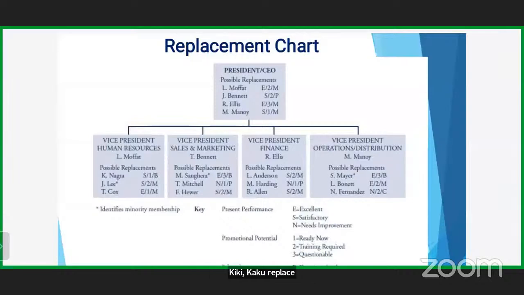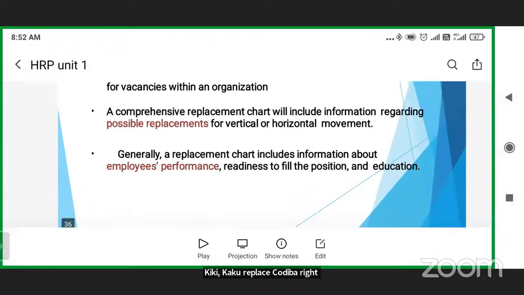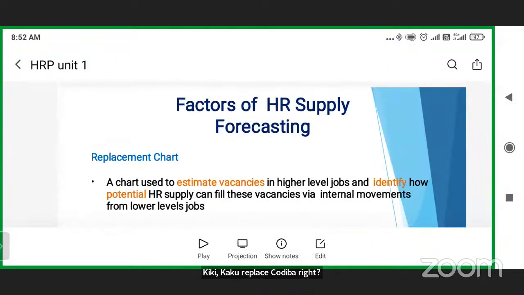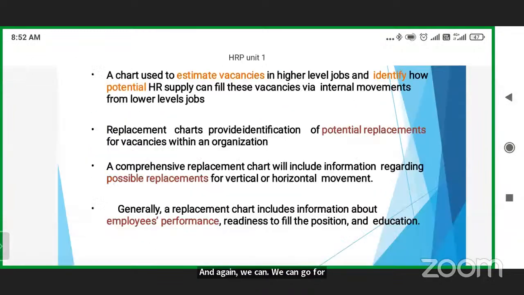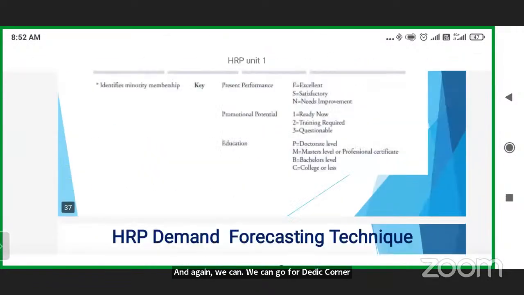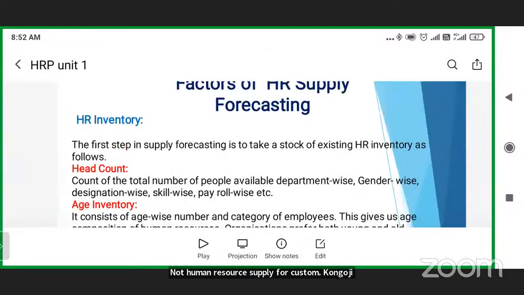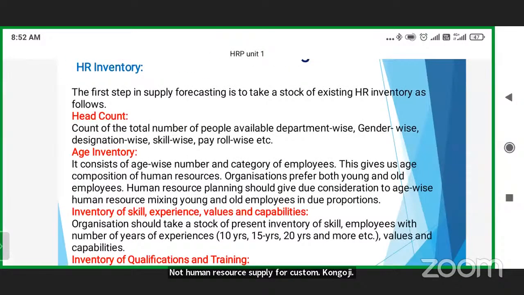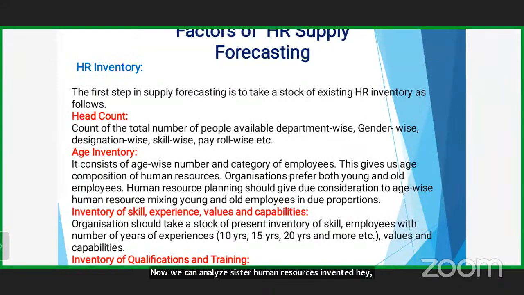Right? And again we can go for human resource supply forecasting. Now we can analyze the human resource inventory. Inventory means it is a stock.